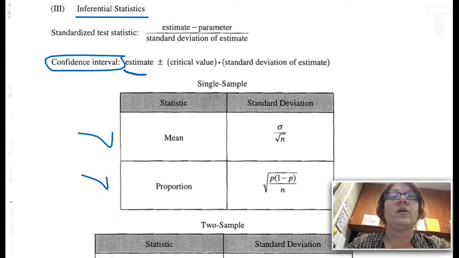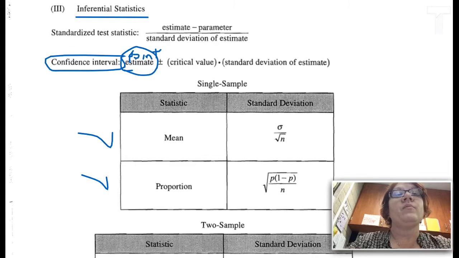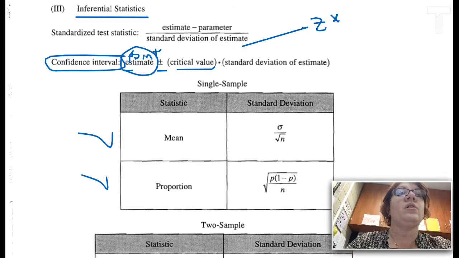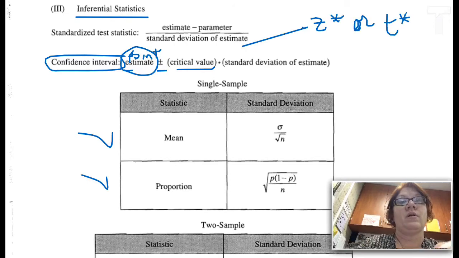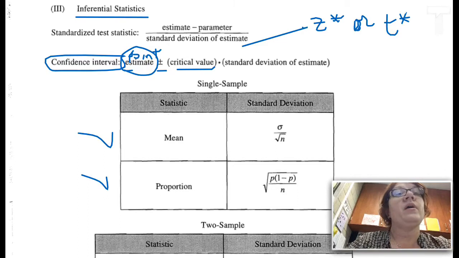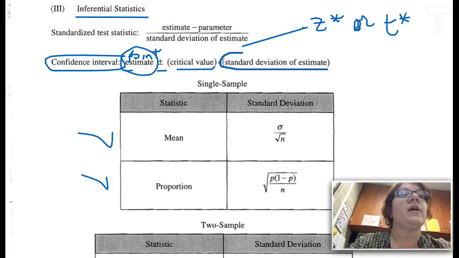That's so it will apply to both means and proportions. And so notice it starts with our estimate. For us, we've called it a point estimate. They just generically call it estimate. And then plus or minus. And then our critical value. So for us, that's either going to be a Z-star if we're doing proportions, or a T-star if we're doing means. We're going to add that on your notes in a second. And then the standard deviation for the estimate.